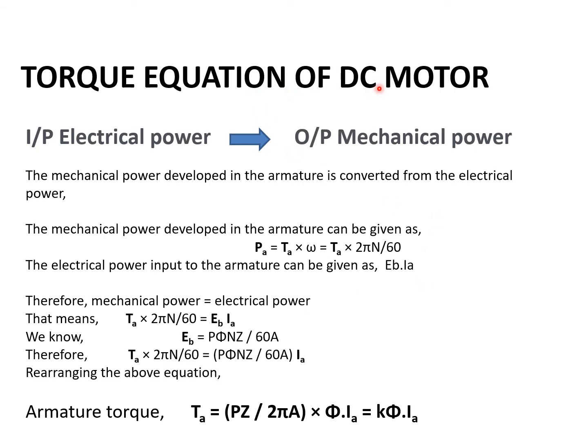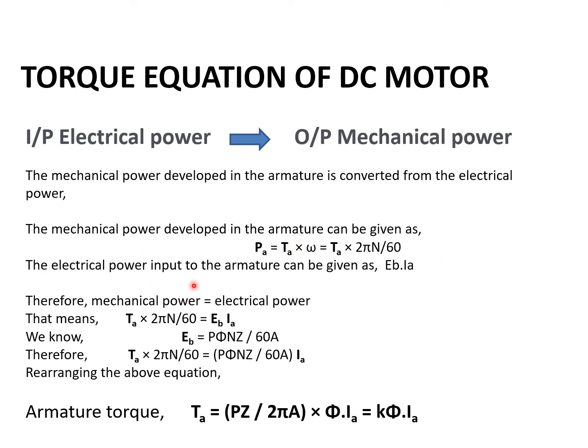Torque equation of DC motor. We know the electrical motor, the DC motor, converts input electrical power into output mechanical power. It means the mechanical power developed in the armature is converted from the electrical power. The mechanical power developed in the armature is given by torque into omega, where omega is given by 2 pi N upon 60, where capital N is the revolutions per minute. So this is the mechanical power.